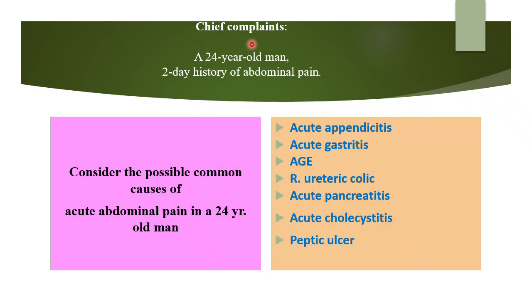Okay, first come to chief complaint. The chief complaint of this 19-year-old man is a 2-day history of abdominal pain. Now, let's consider the possible common causes of acute abdominal pain in a 19-year-old man. And these are some of the common diagnoses that come to our mind: acute appendicitis, acute gastritis, acute gastroenteritis, right ureteric colic, acute pancreatitis, acute cholecystitis, and peptic ulcer.